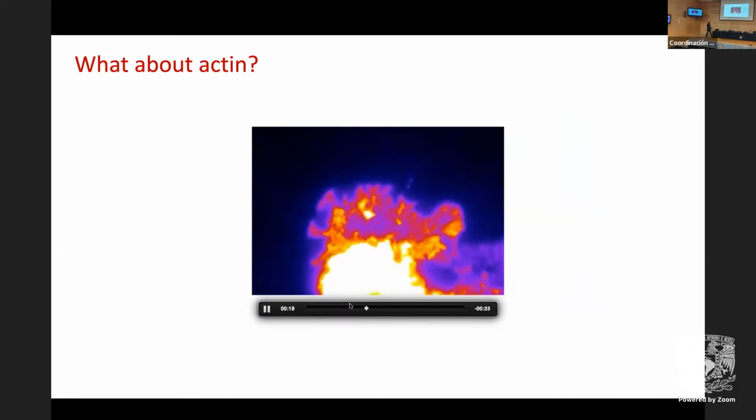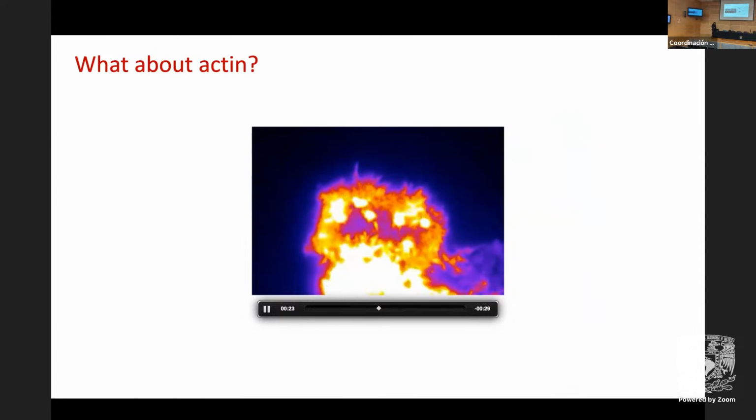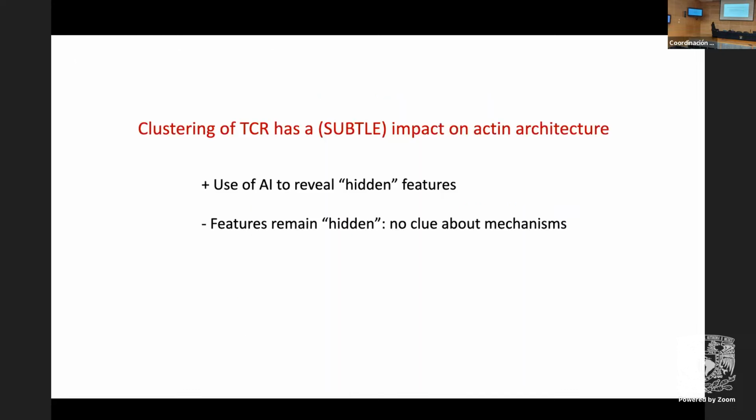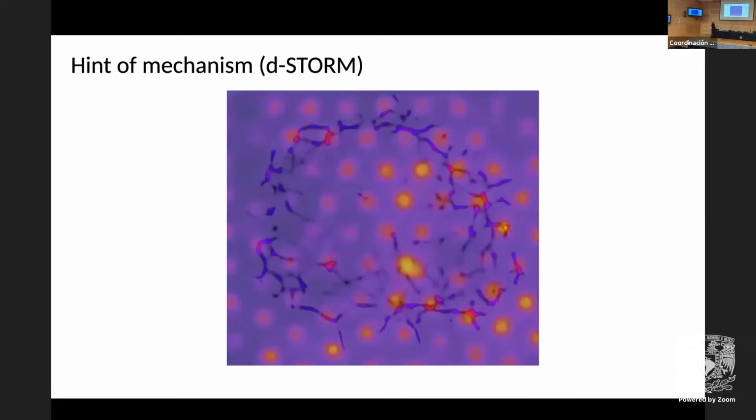We don't really know the mechanism of why this happens. We quantified the final state with the help of some fairly involved calculations. We can talk about this later. But the clustering of TCR has a very subtle impact on actin architecture. And now we are doing super resolution of the actin, because we think that maybe the patterns are acting as some kind of nodes for the actin.